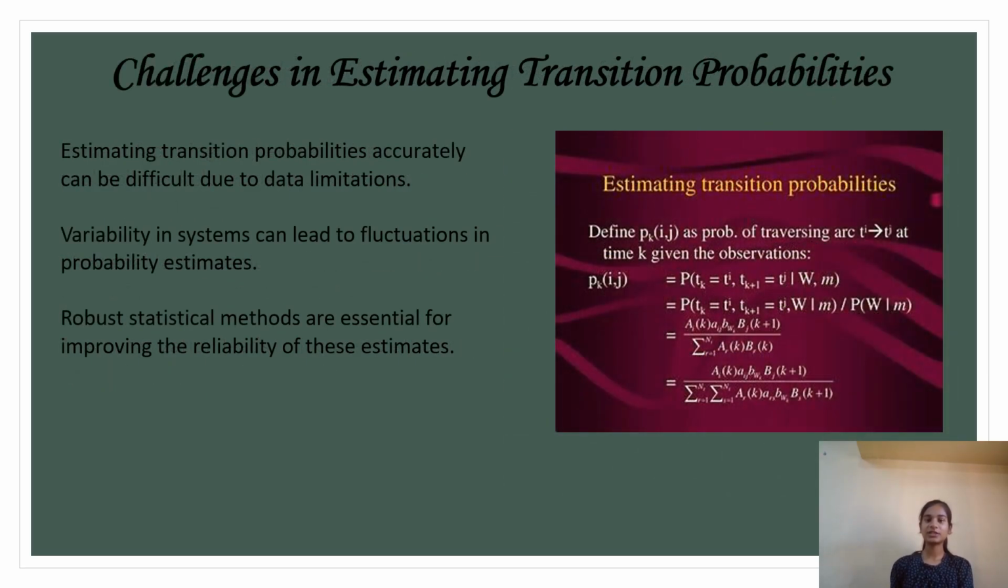Challenges in estimating transition probabilities. Estimating transition probabilities accurately can be difficult due to data limitations. Variability in the system may lead to fluctuations in the probability estimates. Robust statistical methods are essential for improving the reliability of these estimates, and the estimation of transition probability you can see at the right side.